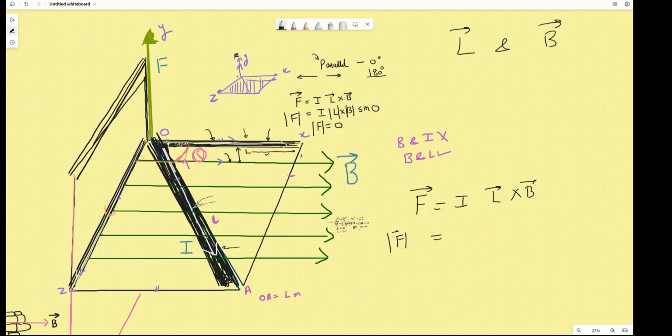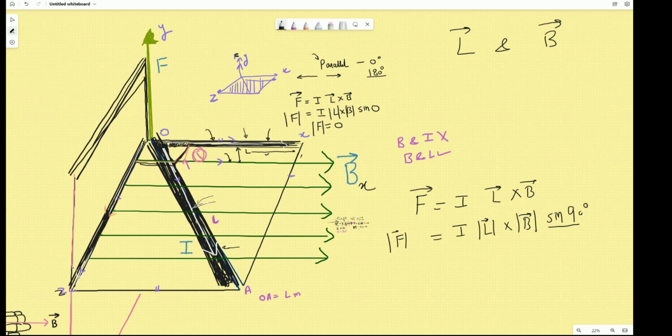The magnitude will be given by I L into magnitude of B into sine of 90, because the angle is now this angle, 90 degrees, because the wire is kept perpendicular. So B is along the x-axis, the wire is along the z-axis. This is the wire being referred to, which I am darkening so that you can identify it. What is sine 90? When is sine maximum? Sine is maximum when theta is 90 degrees.